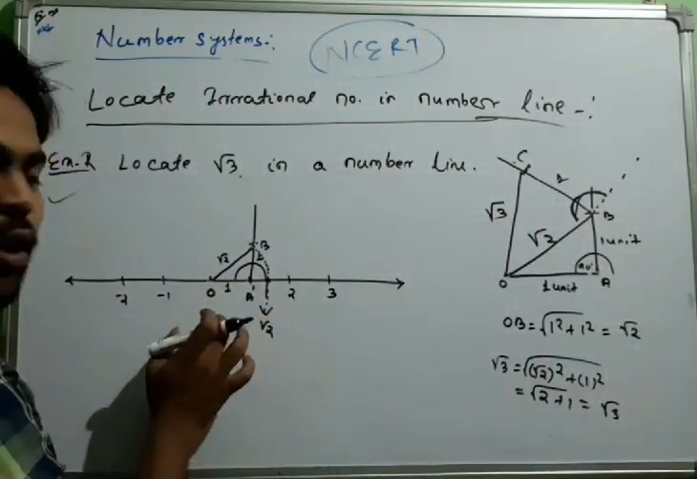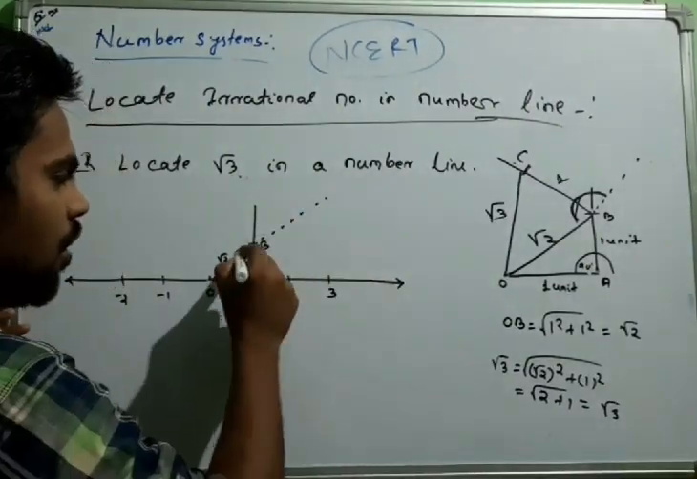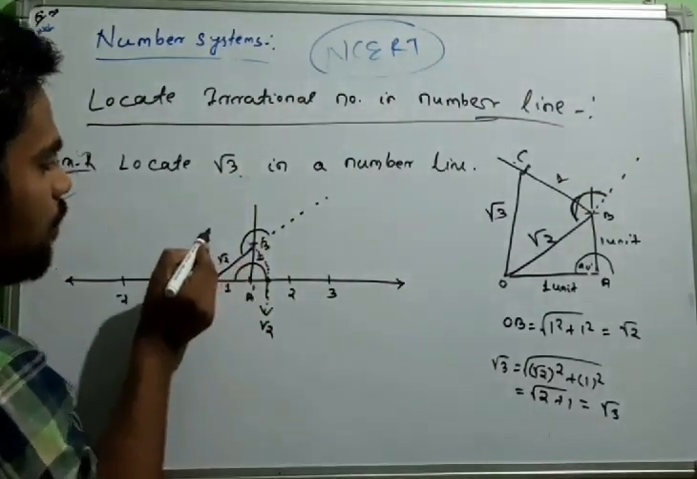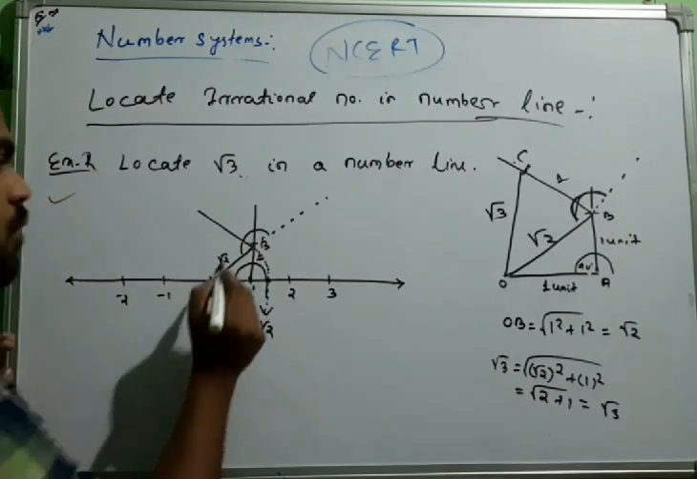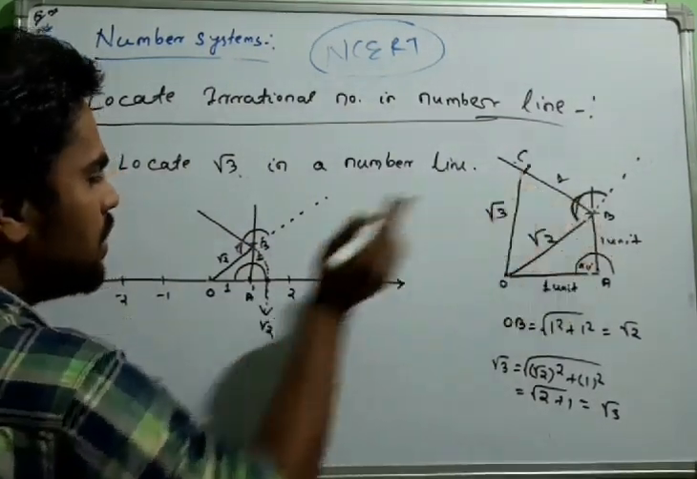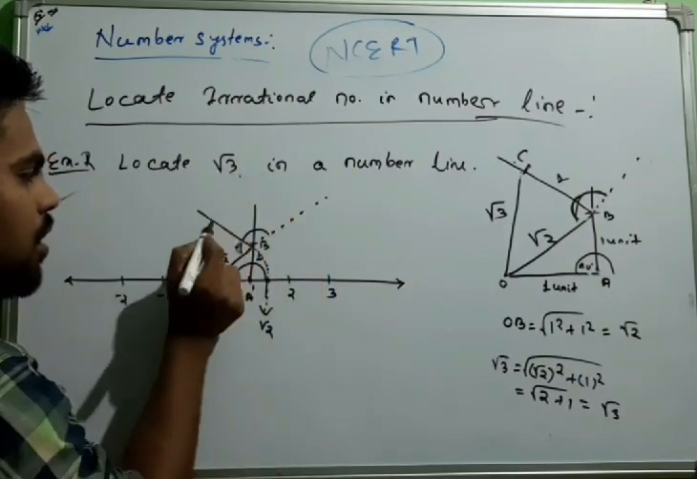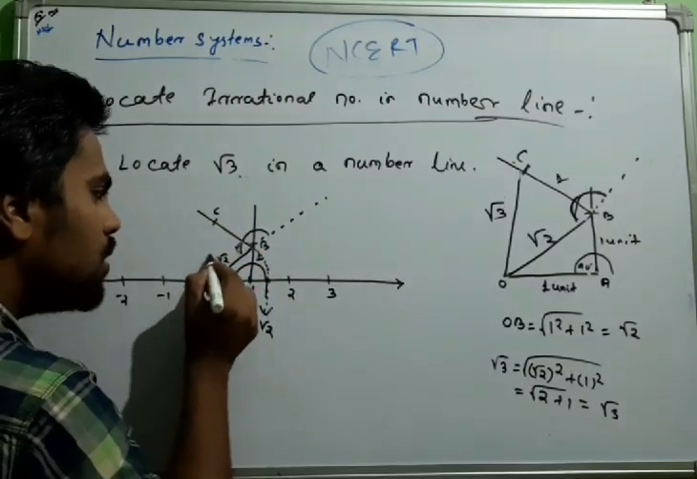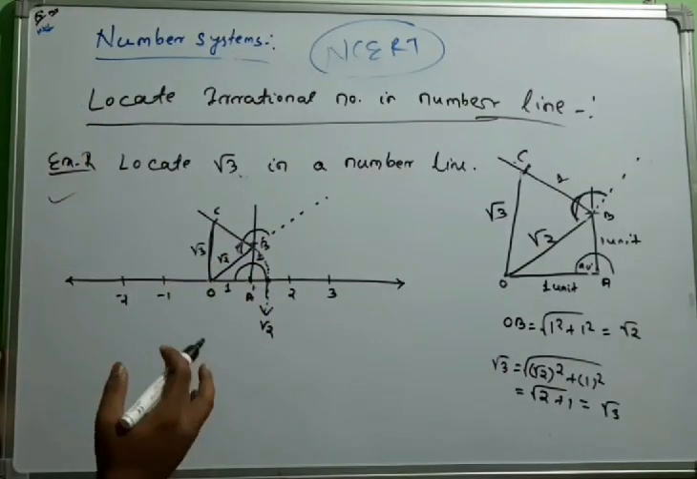Now after making root 2, you have to extend this OB line and draw a 90 degree angle here. With the help of a protractor or compass, you can make the 90 degree angle here. Then you already have root 2. Now you require 1 unit. You can measure 1 unit with the compass and mark it here. This is 1 unit. This point is C, and you have to join OC. This value is root 3. Clear or not?